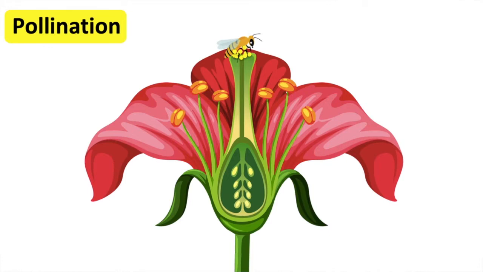Pollination can also occur by wind and water. So this is where the wind or the water carries the pollen to another flower.